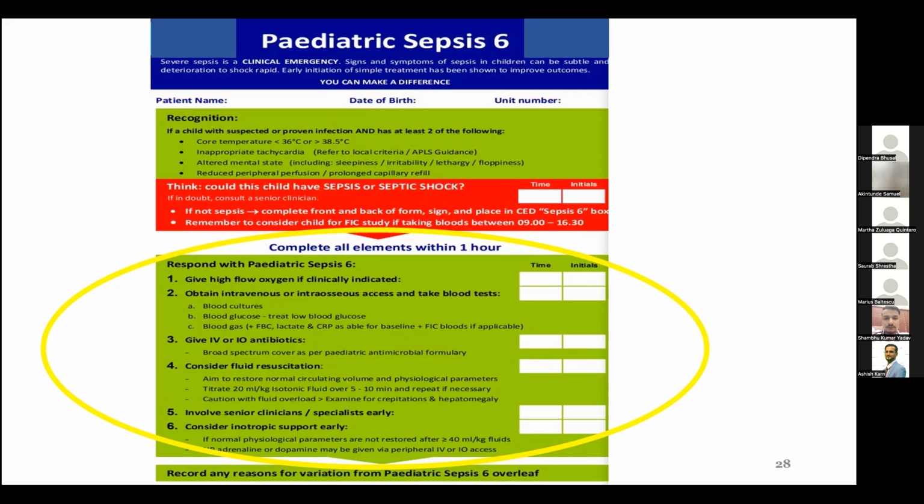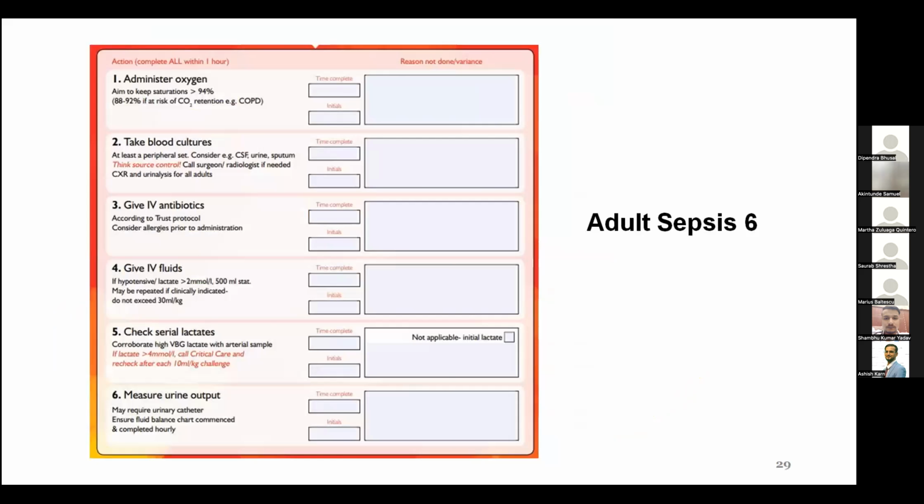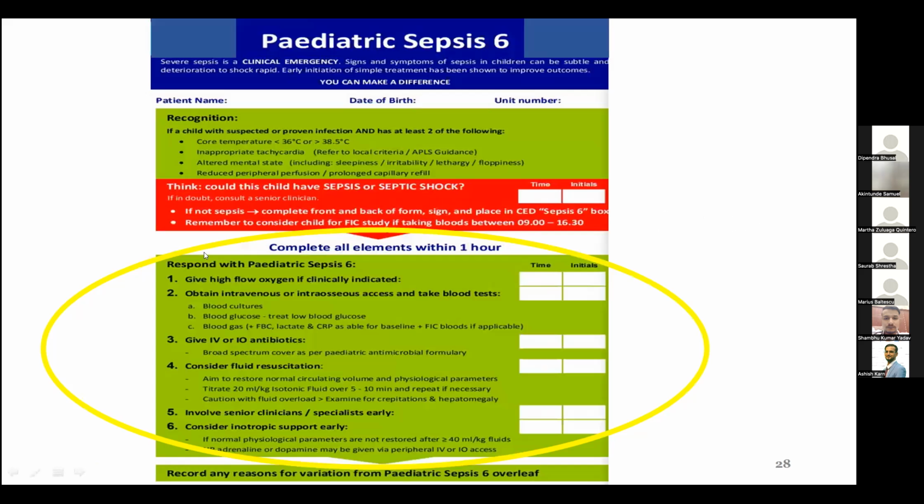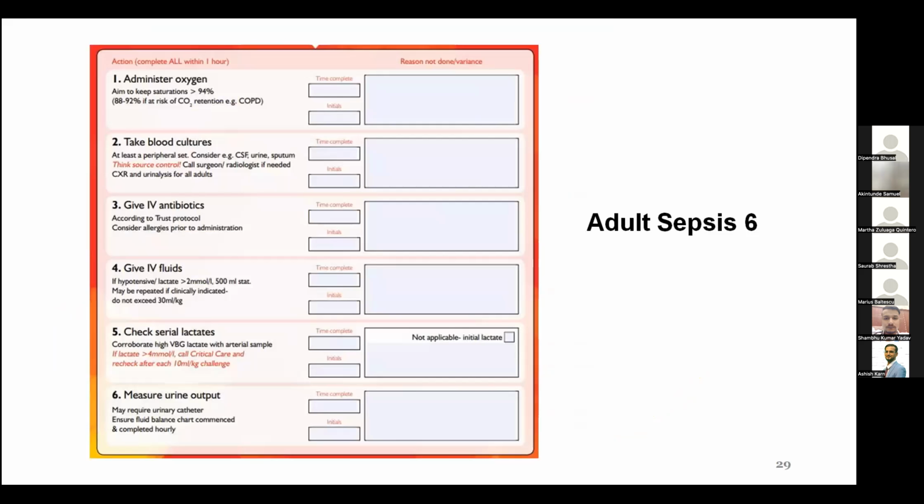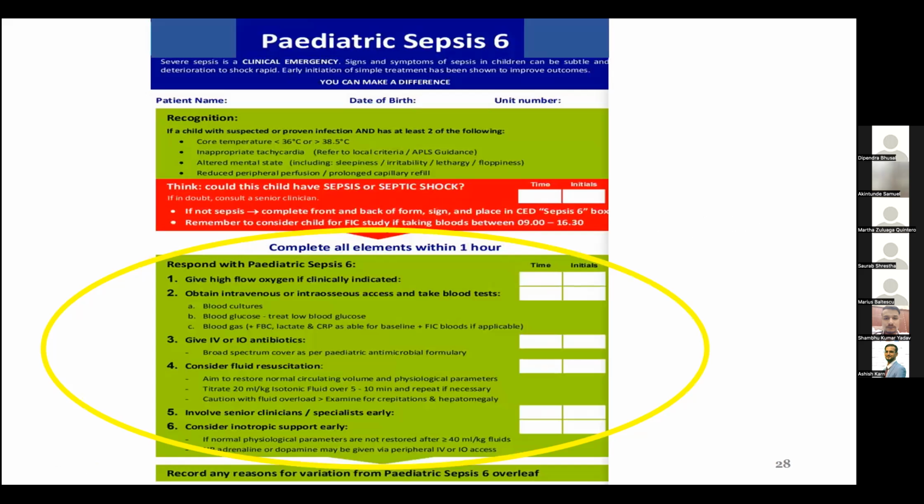These things should be on the tip of the tongue. So thank you, Cecile, for highlighting sepsis 6 in the adult. It is more work and resource, but basically the adult sepsis 6 is a 3 in 3 out: administer oxygen, take blood culture, give IV antibiotics, give IV fluids, check serial lactate, and measure the urine output. So these are the adult sepsis 6. The pediatric sepsis 6 is quite different, so I have to think about these things.